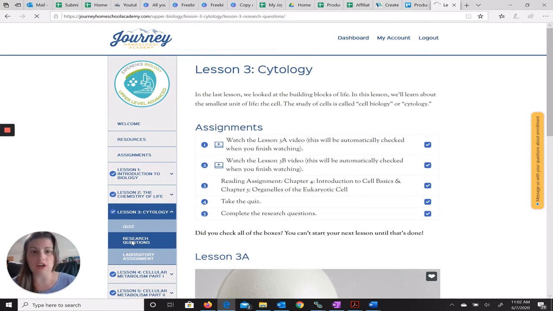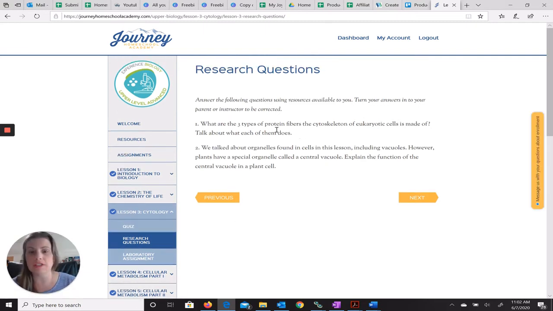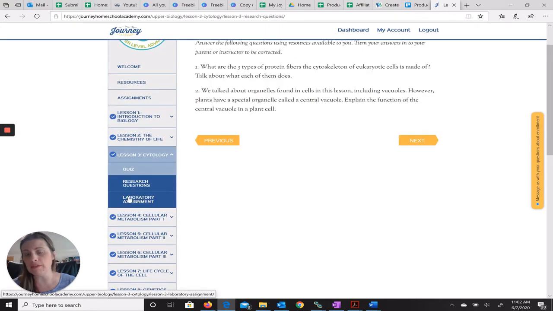And then this is where you'll find the research questions. The research questions are normally two questions, sometimes three. What my son does is he just copies the question into a Word doc or something and then answers it. So he copies and pastes it and then answers the question beneath. I then grade it. The answer key does give you an idea of what they should include in their answers, and some guidance on how to score and grade the research questions. Then over here, you'll see the laboratory assignment.